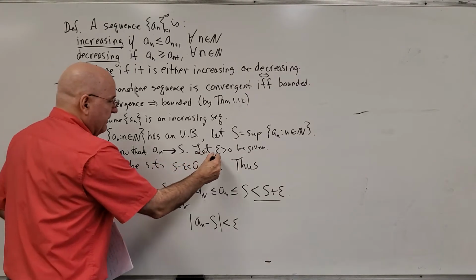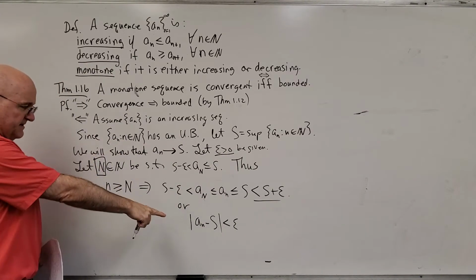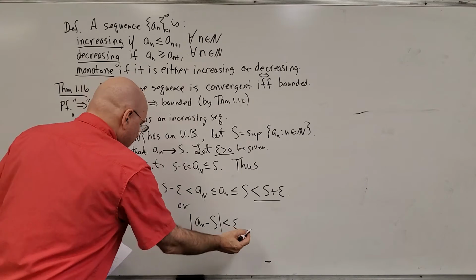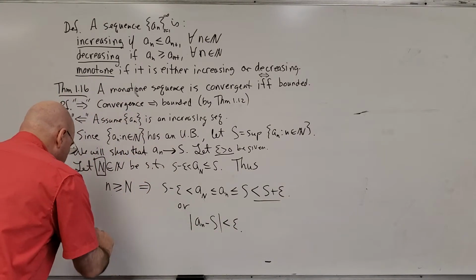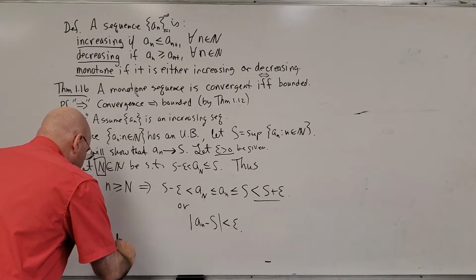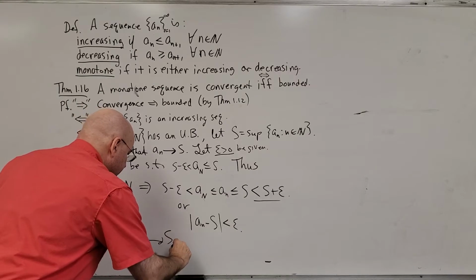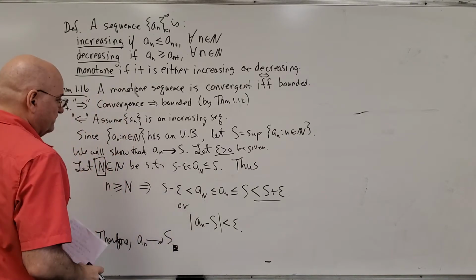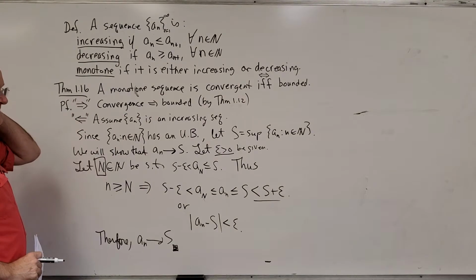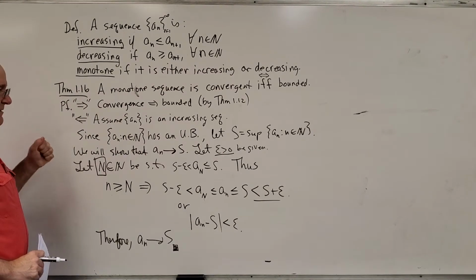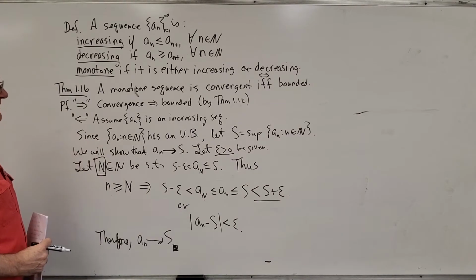So we took an arbitrary epsilon and we found the capital N that makes this statement true. And just by the definition, therefore, a_n converges to S. We obtained that S as being the supremum of the set, and it turns out that the sequence converges to that value.